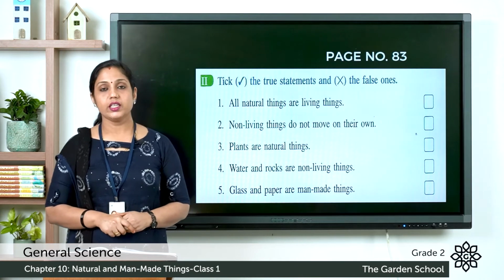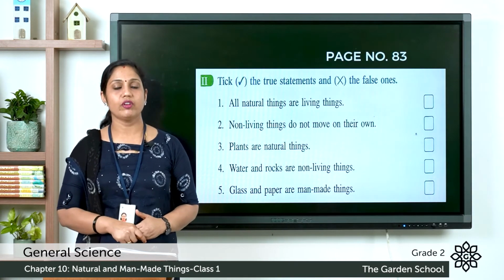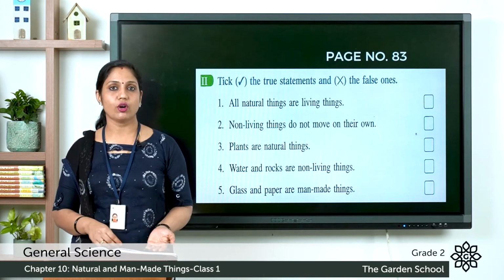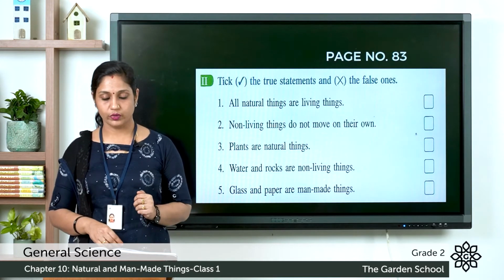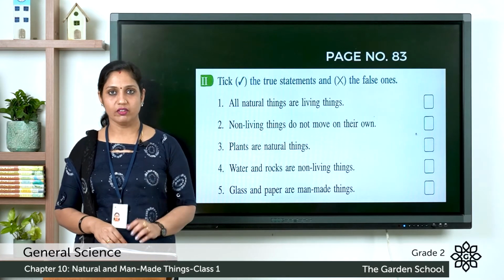Next, tick the true statements and the false ones. So some sentences are given. We have to tick the correct sentences and cross the false one. So let's look at the questions. The first one, all natural things are living things.